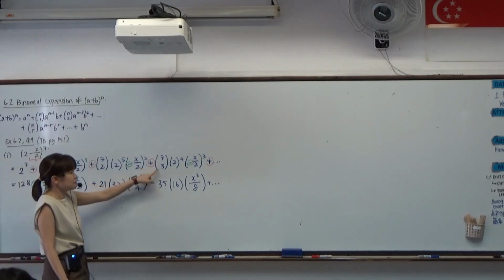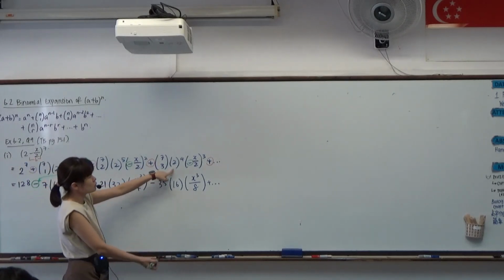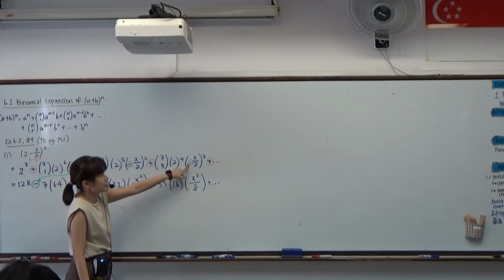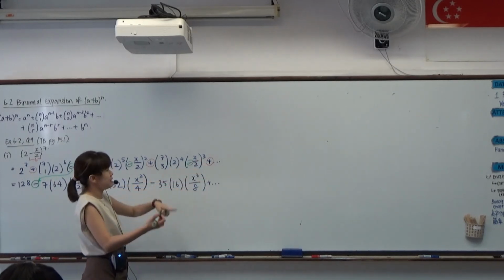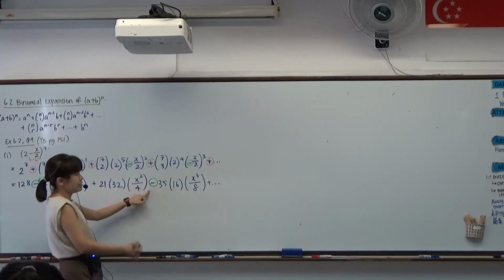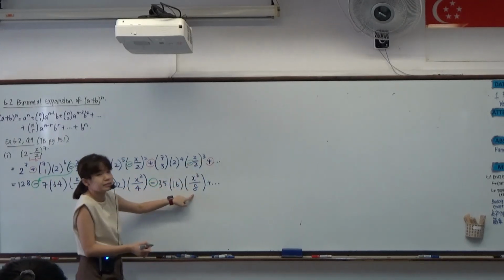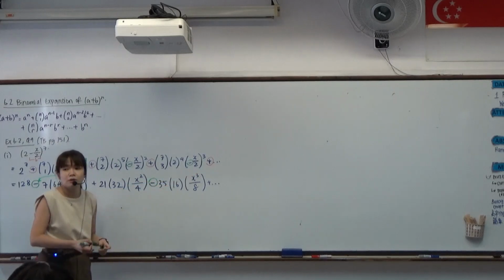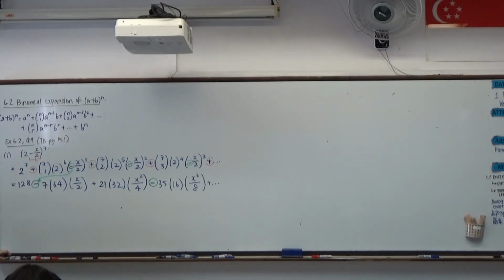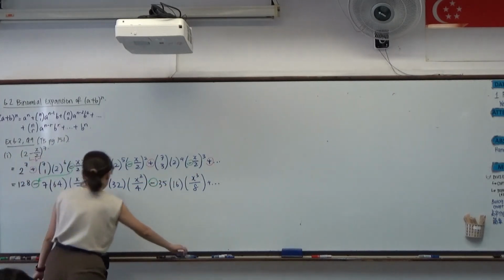7 choose 3, 35. 2 to the power of 4, 16. Negative to the power of 3 means that you have your negative sign over here. Then after that over 8, because 2 to the power of 3 is 8, and then x cubed in the numerator. Then you can proceed with simplifying.